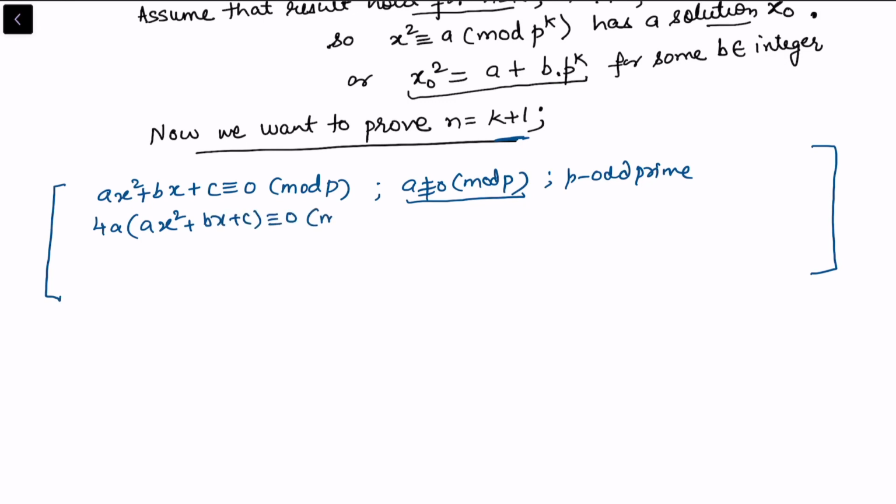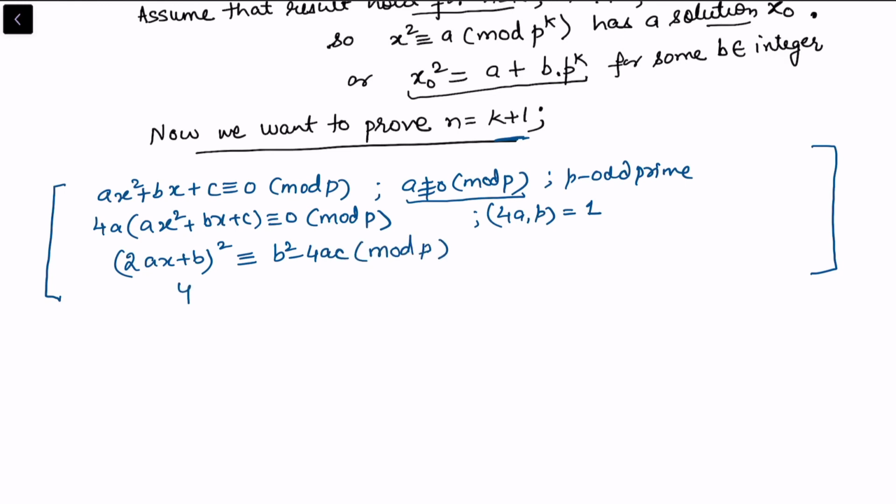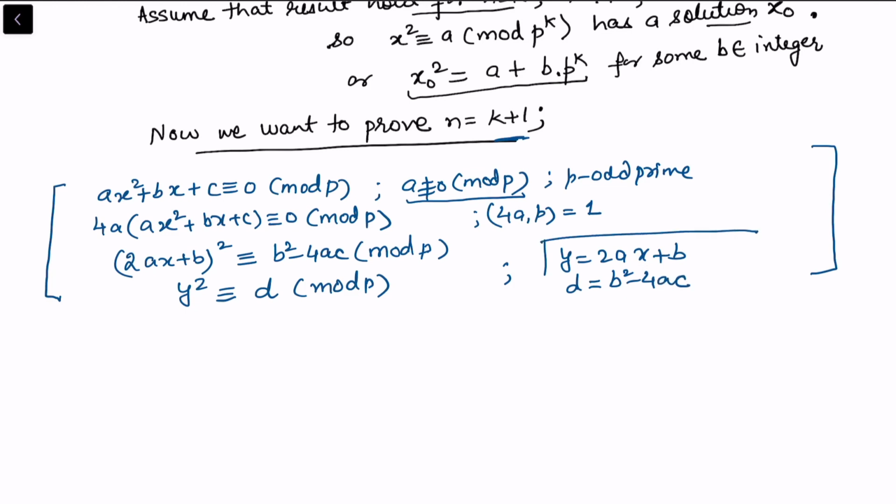This is congruent to 0 modulo p, where the GCD of 4a and p is also equal to 1. Now I can rewrite this equation as (2ax plus b) whole square congruent to b square minus 4ac modulo p. I have renamed the left quantity as y square, and this side I have renamed as d modulo p. So we can say that y is 2 times ax plus b, and the discriminant d is b square minus 4ac. So basically we want to solve something here modulo p, and d is the discriminant, which is b square minus 4ac modulo p. This is what we have considered.